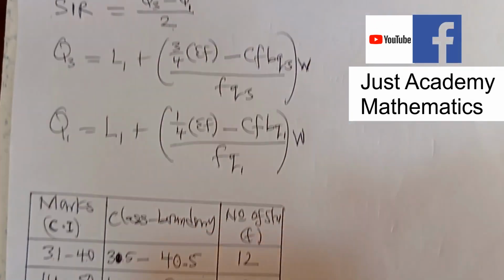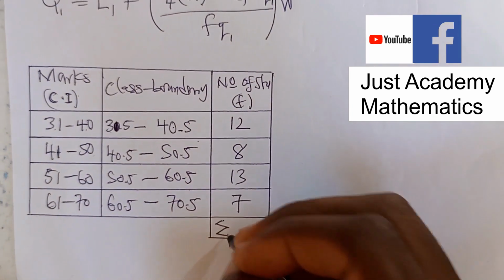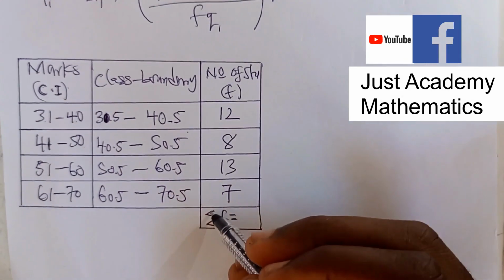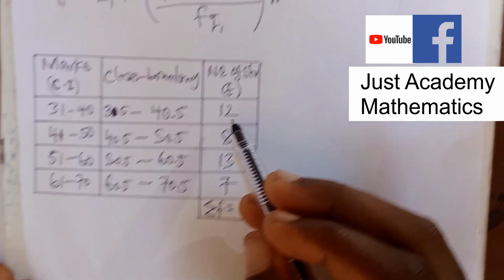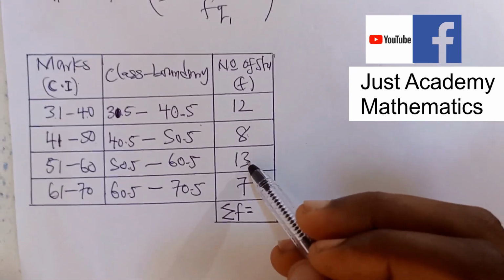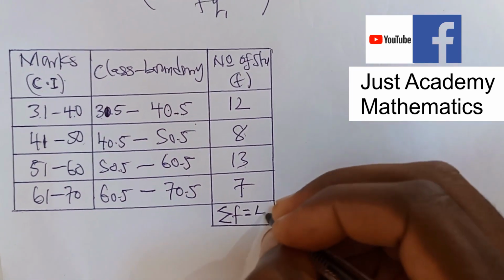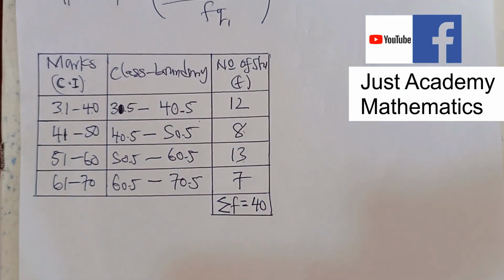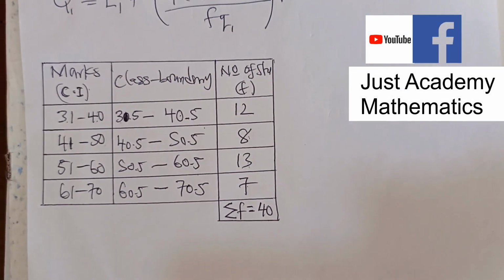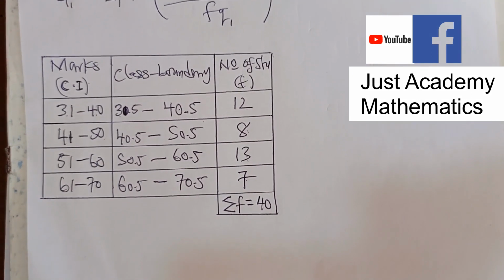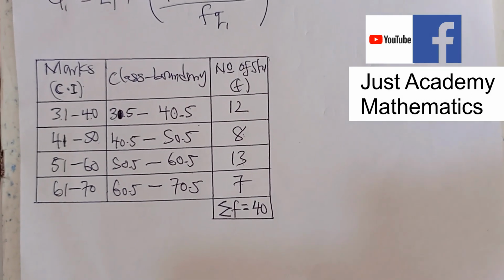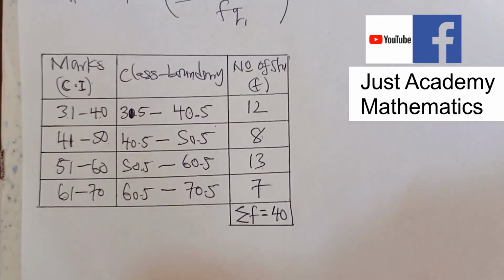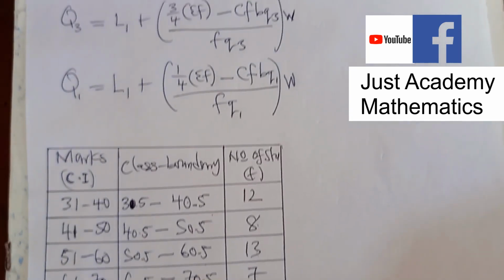So this one now is the summation, the addition of frequency. When you add them together, this plus this is 20, and this plus this is 20. 20 plus 20 is 40. Follow me now. Having done that, we are now going to apply the formula to find Q3 and Q1.